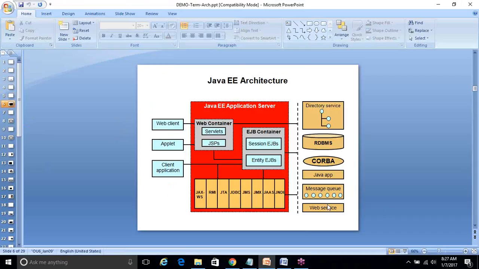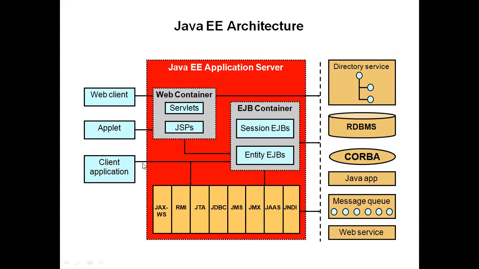So here is a high-level architecture of an application server from Enterprise Edition. It's not a JBoss architecture or WebLogic or WebSphere architecture; it's an Enterprise Edition application server architecture. Every application server would go in this pattern. Towards the left side, you have clients. Clients can be of different types: a web client, an applet, or a client application.